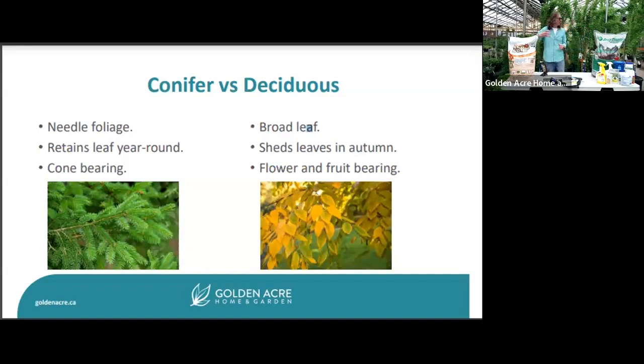And then we have the deciduous ones behind me. Even though this leaf is tiny, it's called a broadleaf because it's not a needle. They tend to drop their leaves. They also are the ones that we get the flowers from and the fruits.